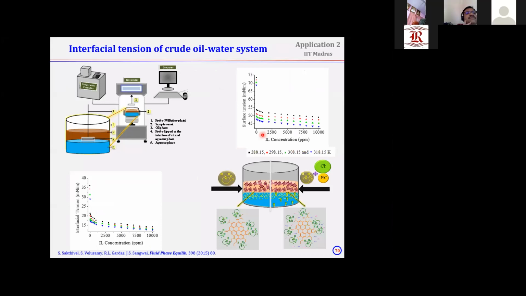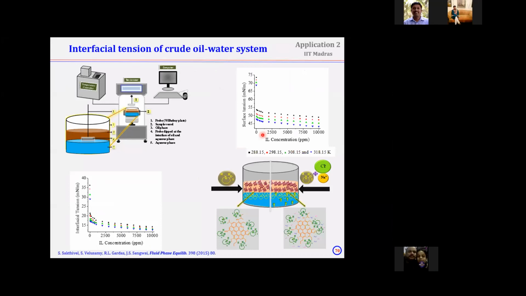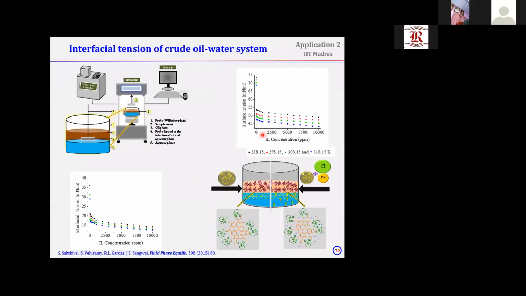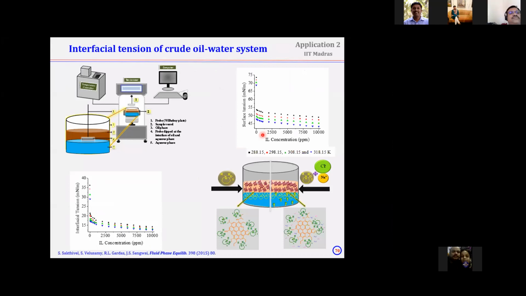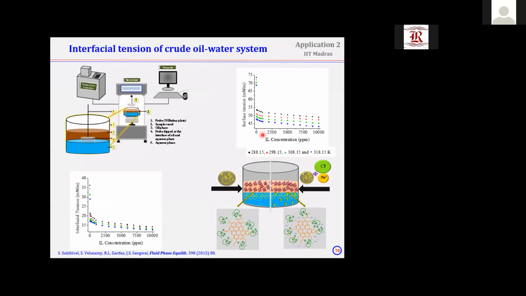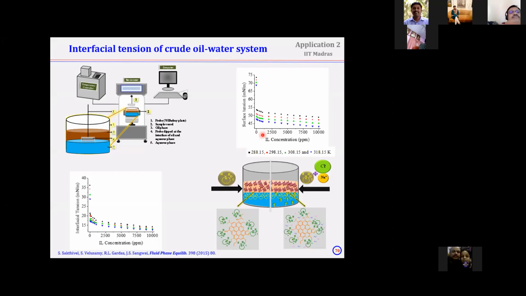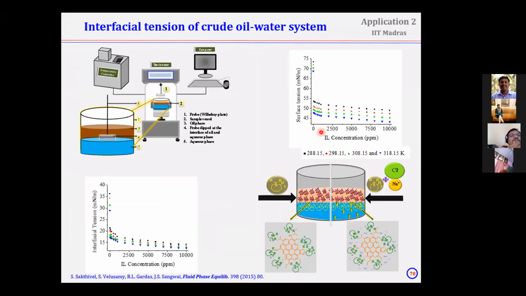One, crude oil and the water-rich phase, because the predominant phase is hot water or steam. So crude oil and hot water, where hot water contains various things, including ionic liquid. And then the other one is the tension between the rock and crude, what you call the contact angle or interfacial tension between rock and crude.